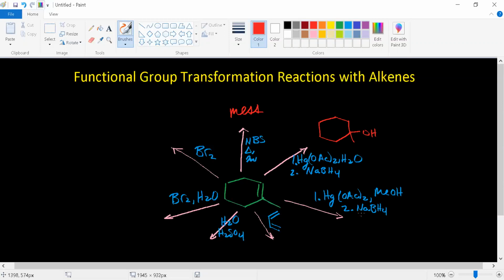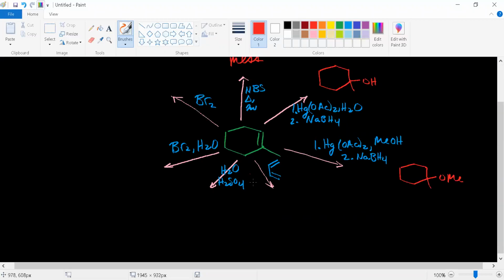It's another oxymercuration demercuration, but we're going to use methanol. So the only thing that changed here is we're using methanol instead of water. And when we use methanol, it's going to be our nucleophile here. And we'll get the same exact substitution regiochemistry, but instead we will get methoxide substituting on. So that would be a different way of doing oxymercuration demercuration.